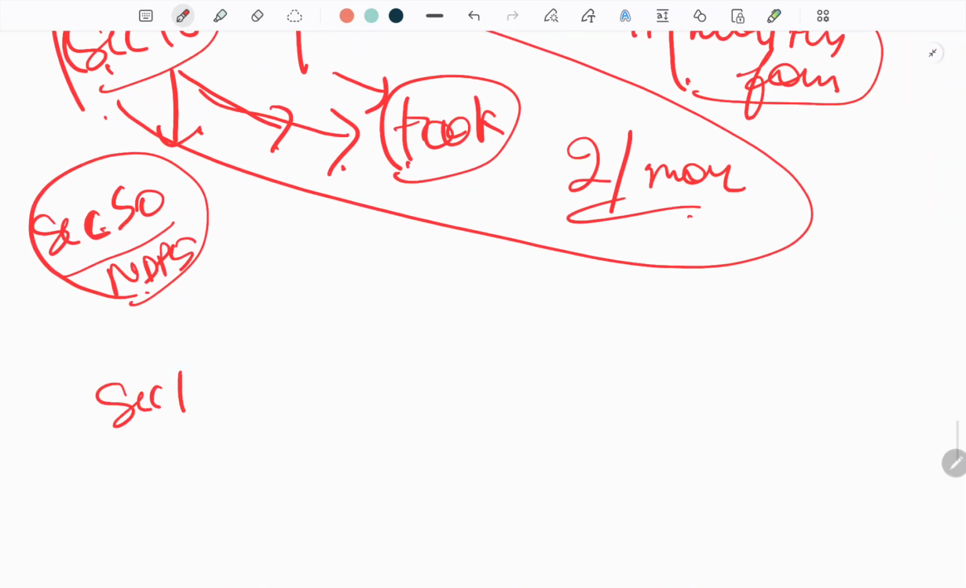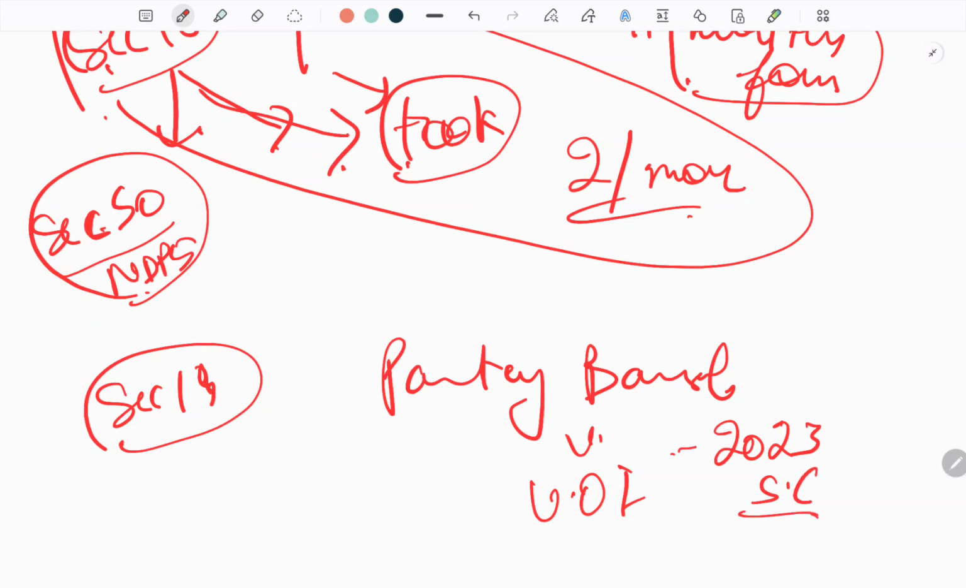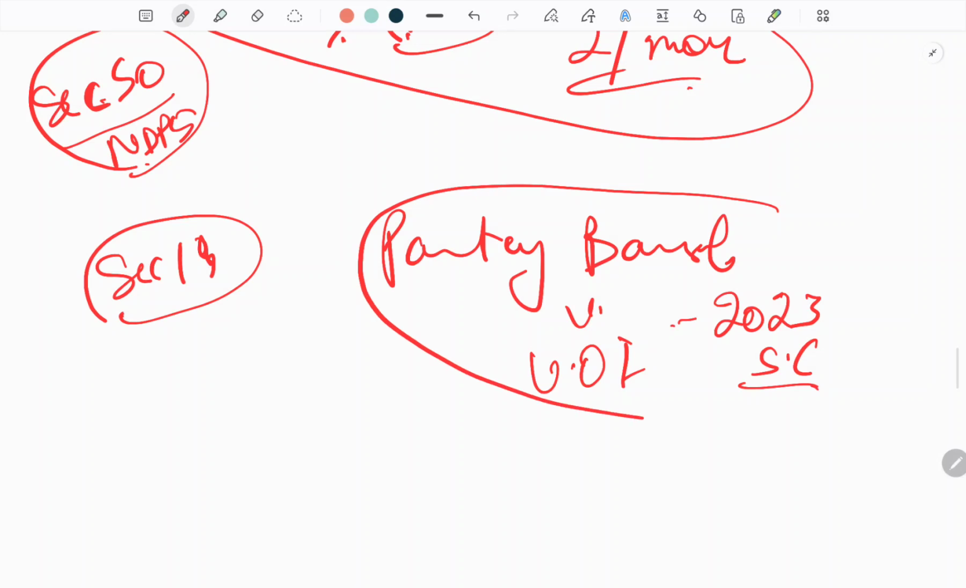Thereafter, section 19 talks about the power of arrest of the ED. There is one judgment on section 19, Pankaj Bansal versus Union of India, 2023 Supreme Court, which says the written ground of arrest must be given to the person whom you want to arrest. If no written ground of arrest is given to the accused person, then that person may get bail on the basis of illegal arrest.